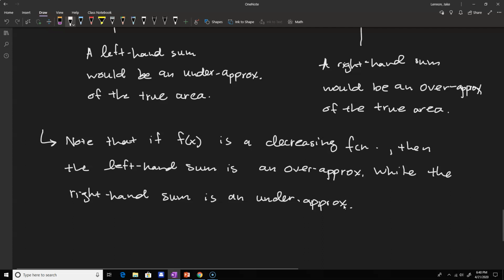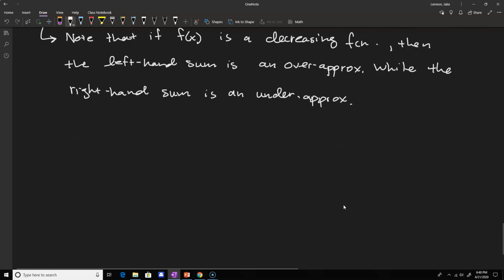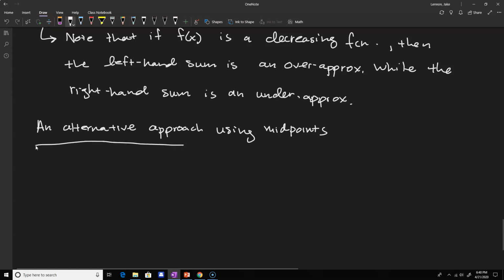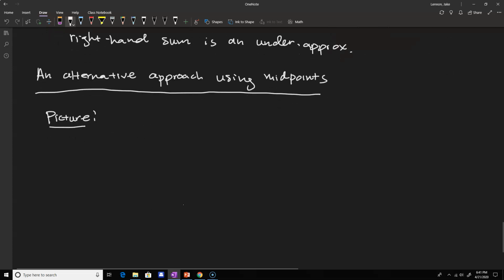So there's one other method that you could use rather than just taking their averages. We could also do this using midpoints. So another way to draw this same picture. Let's look at an alternative approach using midpoints. Basically what I want to do is, for each of the intervals that I construct in my partition, I want to use the midpoint of those partitions to construct my rectangles.